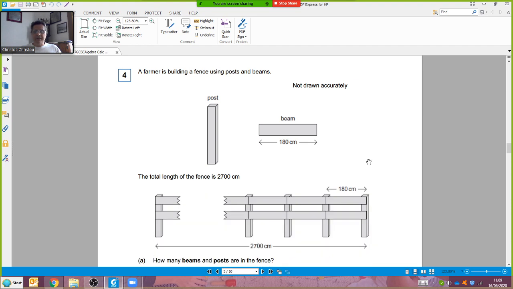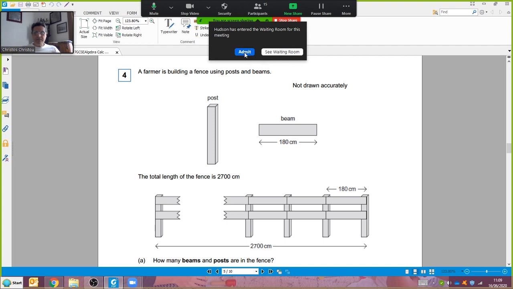The farmer's fence. This gave you a headache, didn't it? A post is one of these little vertical things. So I've got 1 there and 1 at the end, and so how many in the middle? A beam is this little part that goes across here, yeah? The top and bottom, top and bottom, top and bottom, etc. The whole length from here to here is 2,700 centimeters, yeah, or 27 meters.